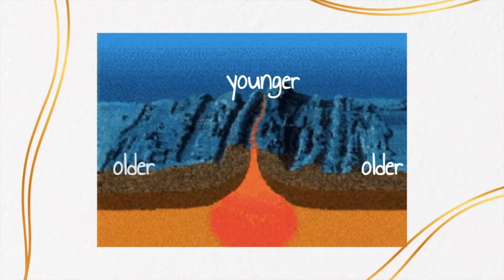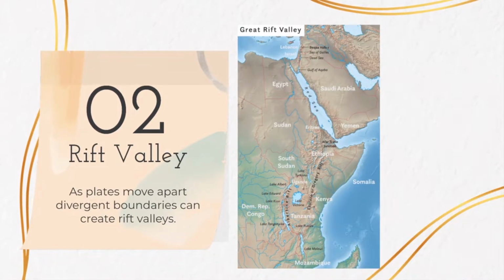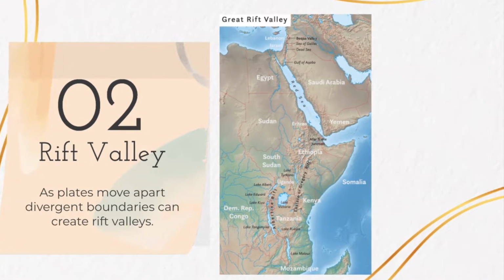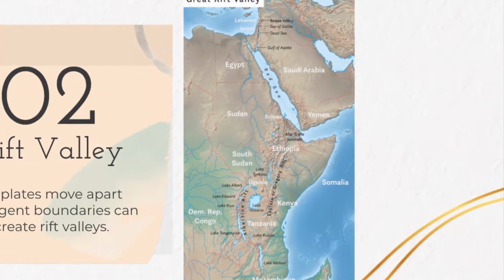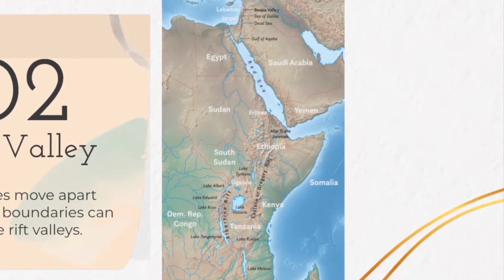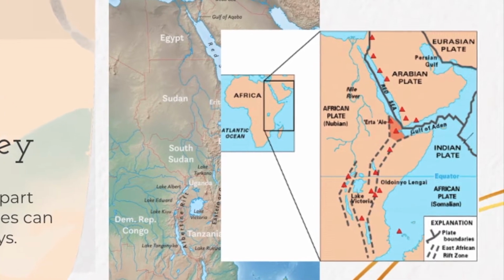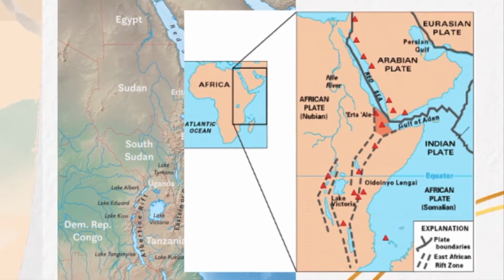A divergent boundary. The second one that we were going to talk about is a rift valley. As plates move apart, divergent boundaries can create rift valleys. One of those areas is in Africa and Saudi Arabia, where you have the African plate and the Arabian plate moving away from each other, and we see a rift valley form. Now this particular map shows it a little bit better because you actually see that large black line that shows you where the 2 plates meet and are moving away from each other.